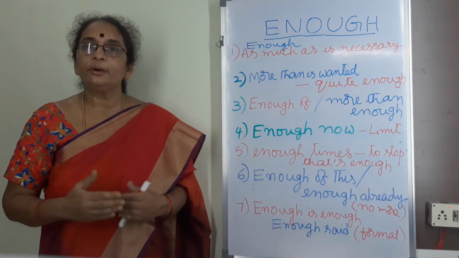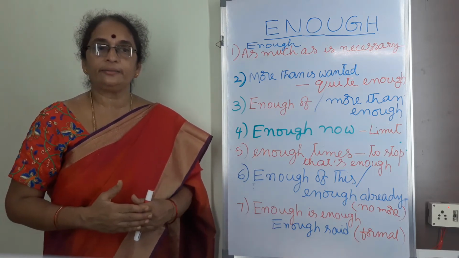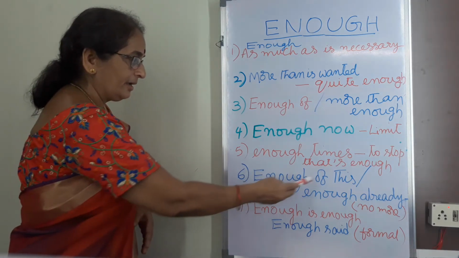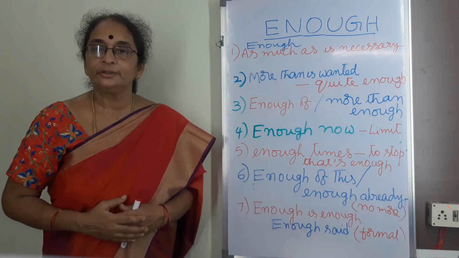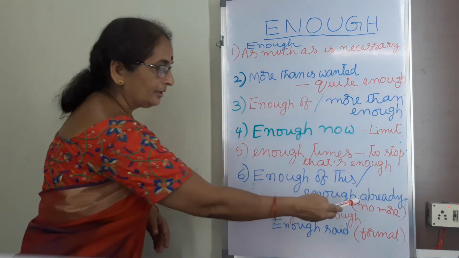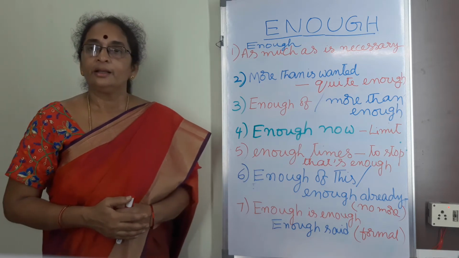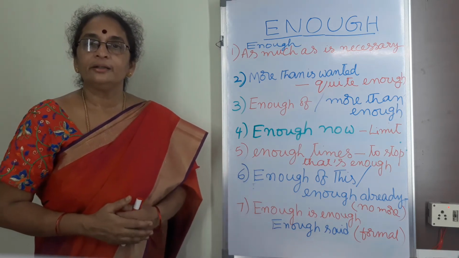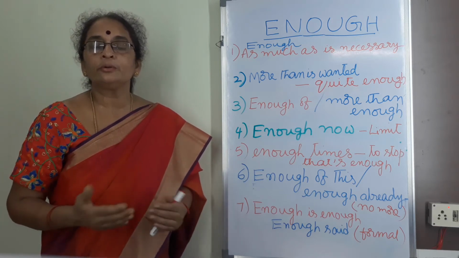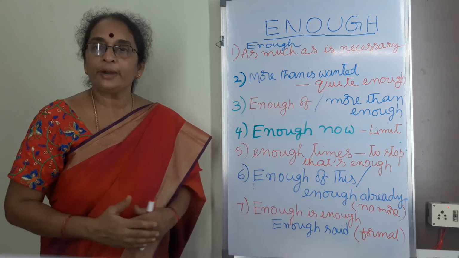See, coming to the sixth one, enough of this, enough already. It means we don't want any more, no more thing we require. See, students, they had enough of the meetings this month. They don't want any more meetings. They want no more meetings. They had enough practice already. They don't need to practice anymore. They don't need any more practice.